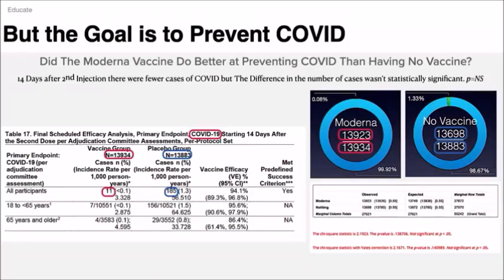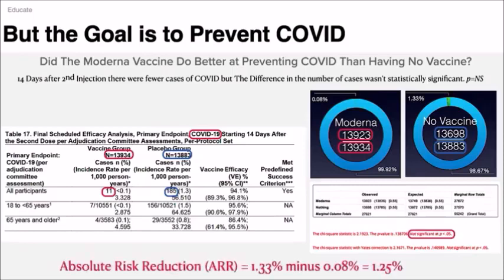Are there differences between those groups? No, there isn't. And more importantly, the absolute risk reduction, you saw 1.33% ended up with COVID diagnosis. That's there, minus 0.08% in the vaccinated group, and your efficacy is 1.25%, the absolute risk reduction.